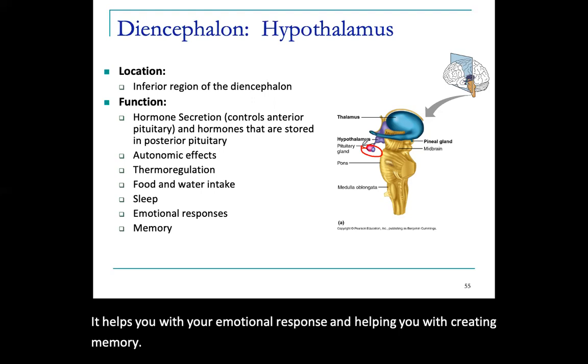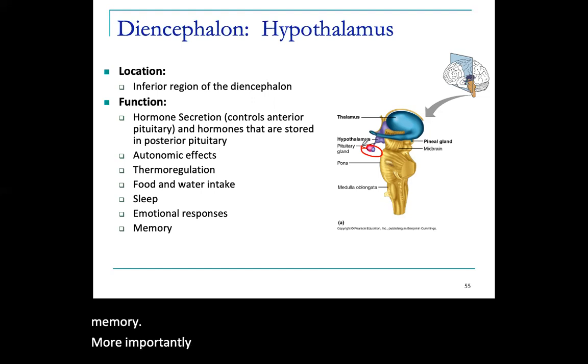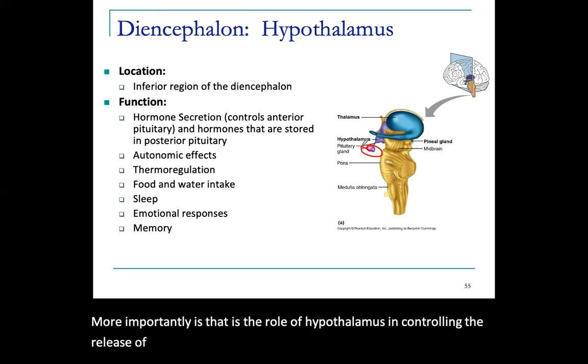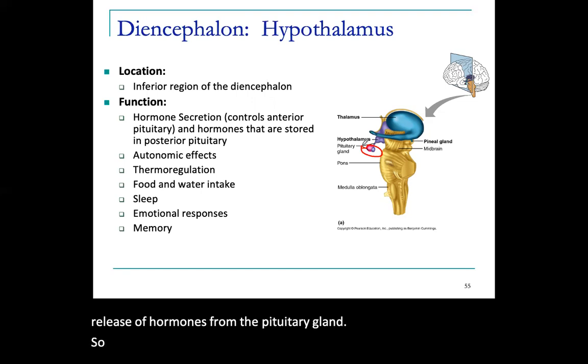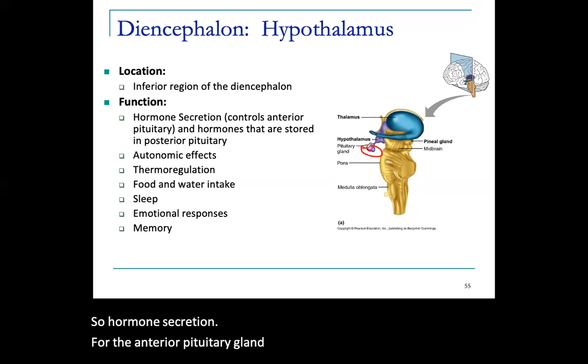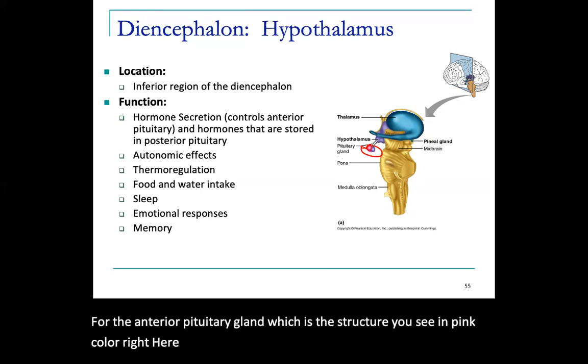More importantly is the role of the hypothalamus in controlling the release of hormones from the pituitary gland. So hormone secretion from the anterior pituitary gland, which is the structure you see in pink color right here, is done by your hypothalamus. The hypothalamus is directly controlling that.